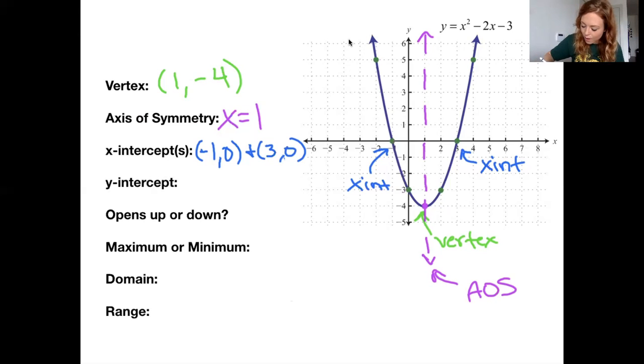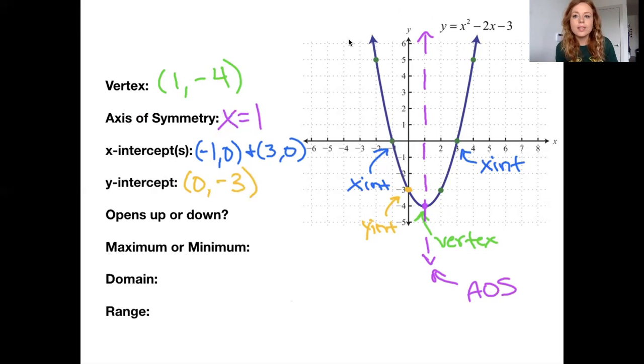So we're gonna look at that y-axis, remember our y-axis, and we're gonna see where it runs into the y-axis, and it runs into it right there. So that would be our y-intercept. And all y-intercepts have an x of 0, so when we write that, we're gonna say 0, -3.